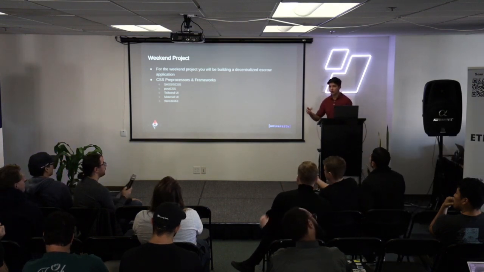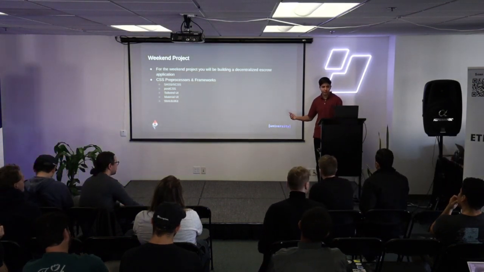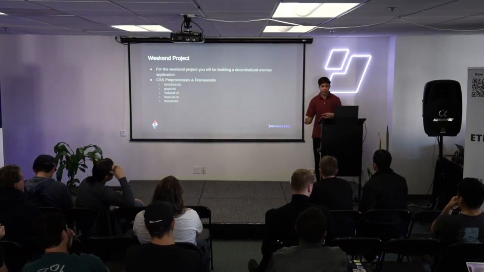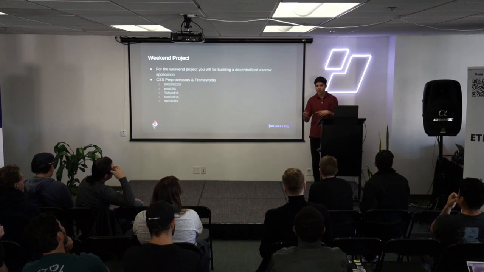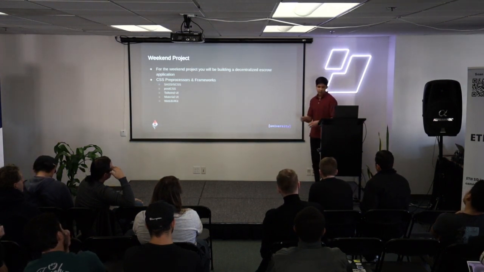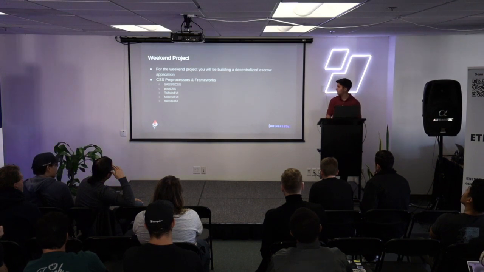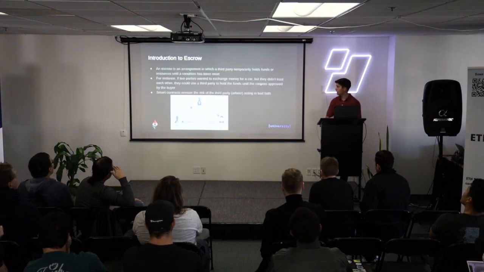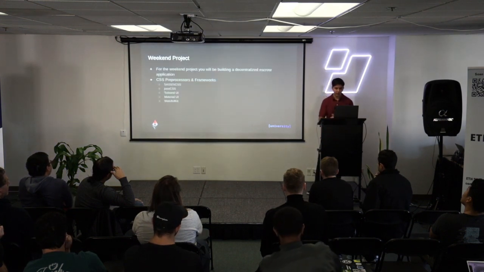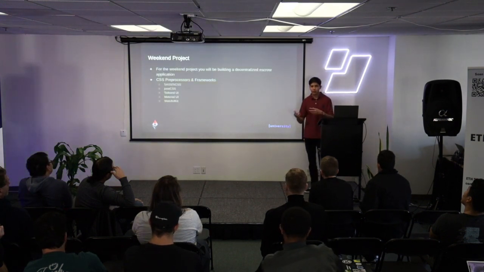Funnily enough, this weekend project actually doesn't. When you're performing an escrow, there are three different roles: the arbiter, the buyer, and the seller. Usually, like I mentioned in this slide, ideally the arbiter would be a smart contract. But for this weekend project, you're defining the arbiter to be an EOA.